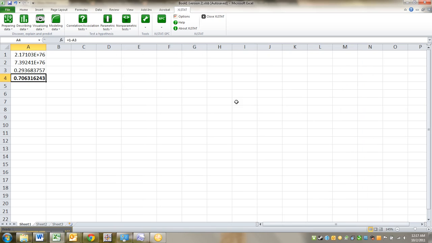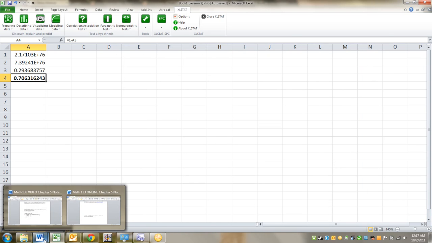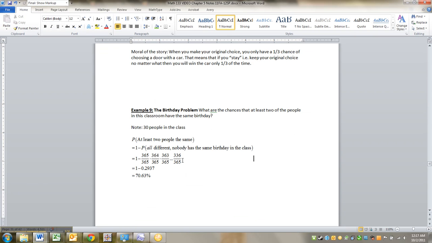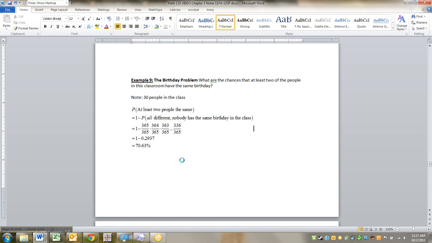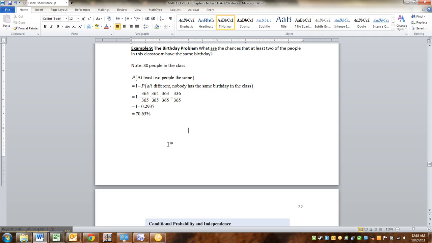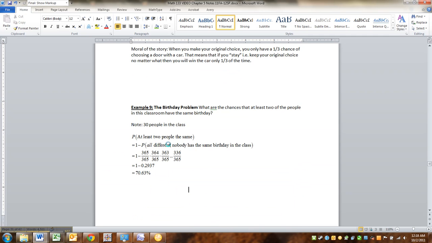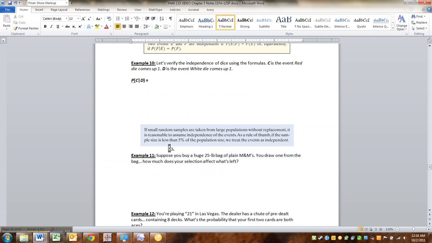Amazing, isn't it? And if you're wondering, what's the halfway point? It's around 22, 23. So you need about 23 people in a room for it to be about a 50-50 chance that at least 2 of them have the same birthday. So even just 30 people in a class, there's a 70% chance that at least 2 of them have the same birthday. Really high. Very high. All right, so that's that problem, the birthday problem.